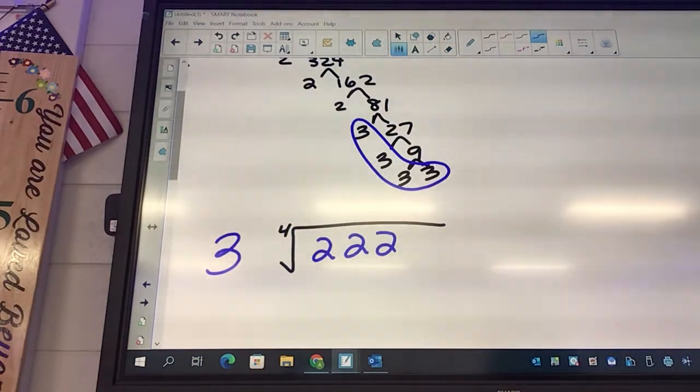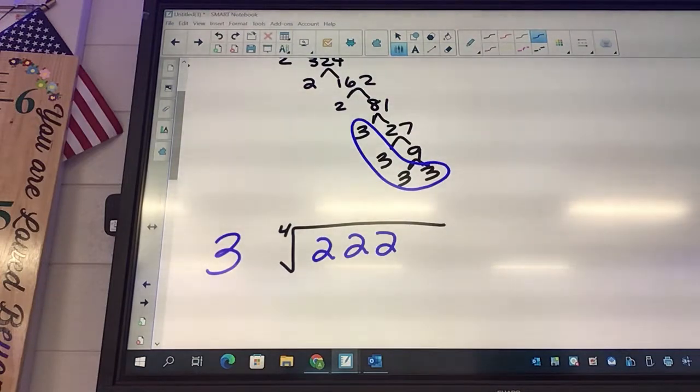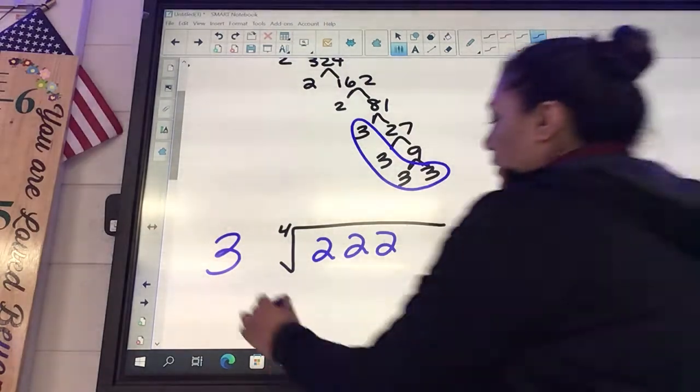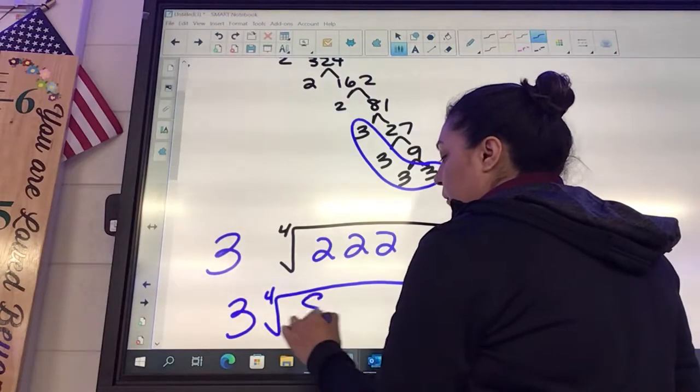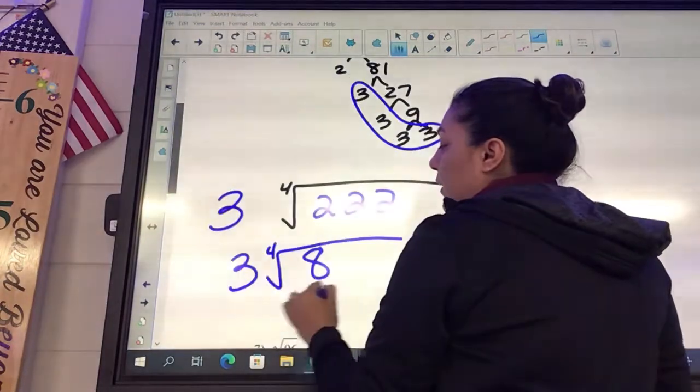Yeah, that means you have to multiply. Okay, if you have more than any one piece, so what is 2 times 2 times 2? It's not 6. 8. Okay, so really it's going to be 3 and an 8 on the inside.